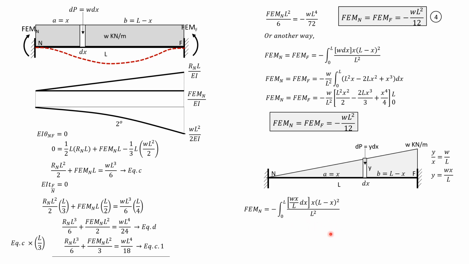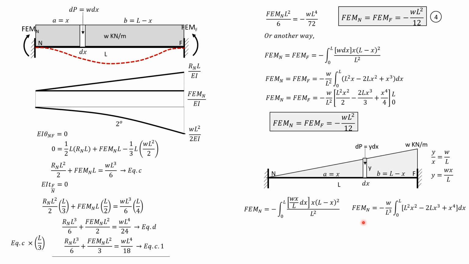So simplifying, we have negative W over L cube, then integral of L square x square minus 2Lx cube plus x to the fourth dx. So again, when we expand this, the first term is L square, then we have x square here. So it becomes L square x square. The middle term is negative 2Lx times x square, so negative 2Lx cube. The last term is x square times x square, so x to the fourth.